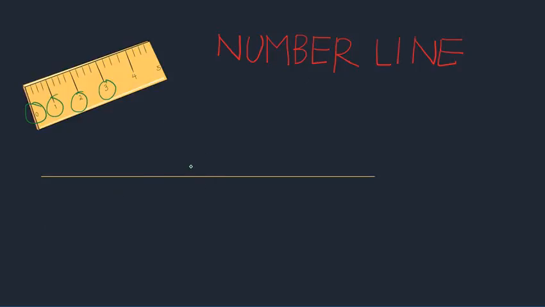So let's mark 0, then 1 towards the right of 0, 2, 3, 4, and it goes on. The speciality of the number line is that you can not only mark 0 and positive numbers, but you can also mark the negative numbers towards the left of 0.